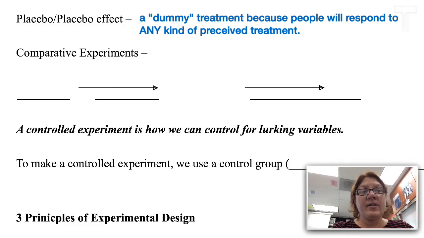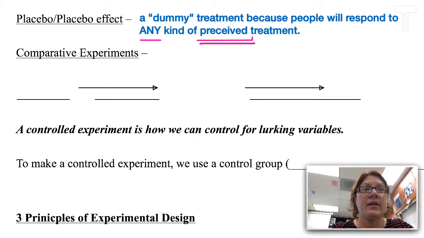So I'm curious if you've ever heard of this term before, a placebo, or the placebo effect. A placebo is nothing more than a dummy treatment. Sometimes that's in the form of a sugar pill that we give to some of the treatment groups in order to make sure that we are treating them all the same. Because the reality is, amazingly enough, people will respond to any kind of perceived treatment.